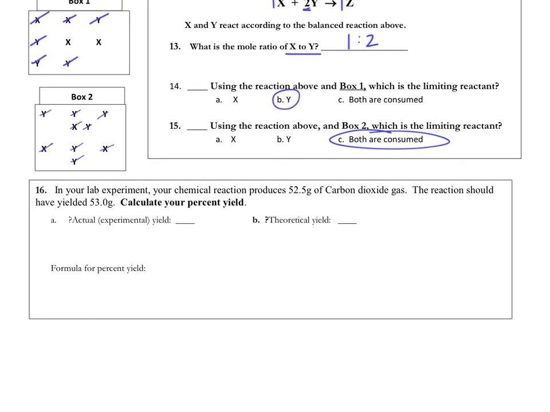And the last part down here at the bottom. It says calculating percent yield. So in this lab experiment, a chemical reaction produces 52.5 grams of carbon dioxide. The reaction should have yielded 53 grams of carbon dioxide. Calculate the percent yield. So the actual yield, what the experiment actually produced, was 52.5 grams. What it should have yielded, the theoretical yield, is 53.0 grams. That's what the reaction should have produced.